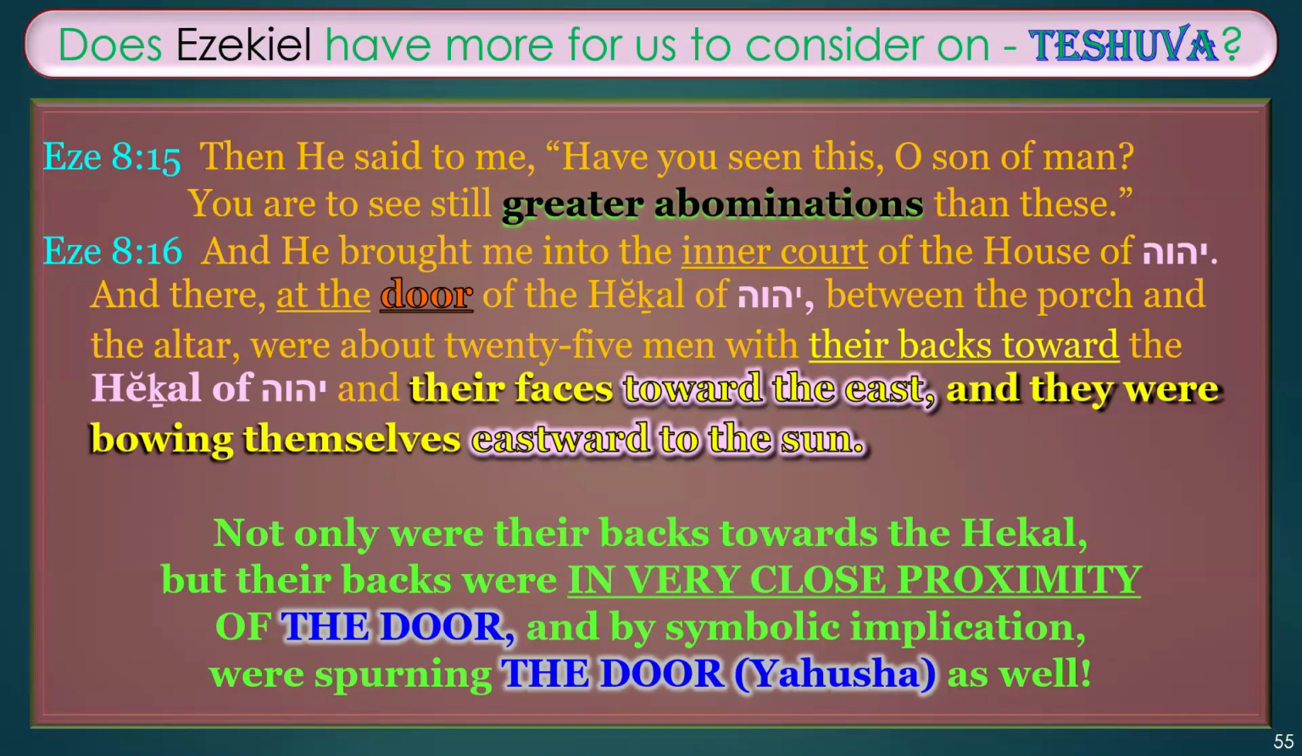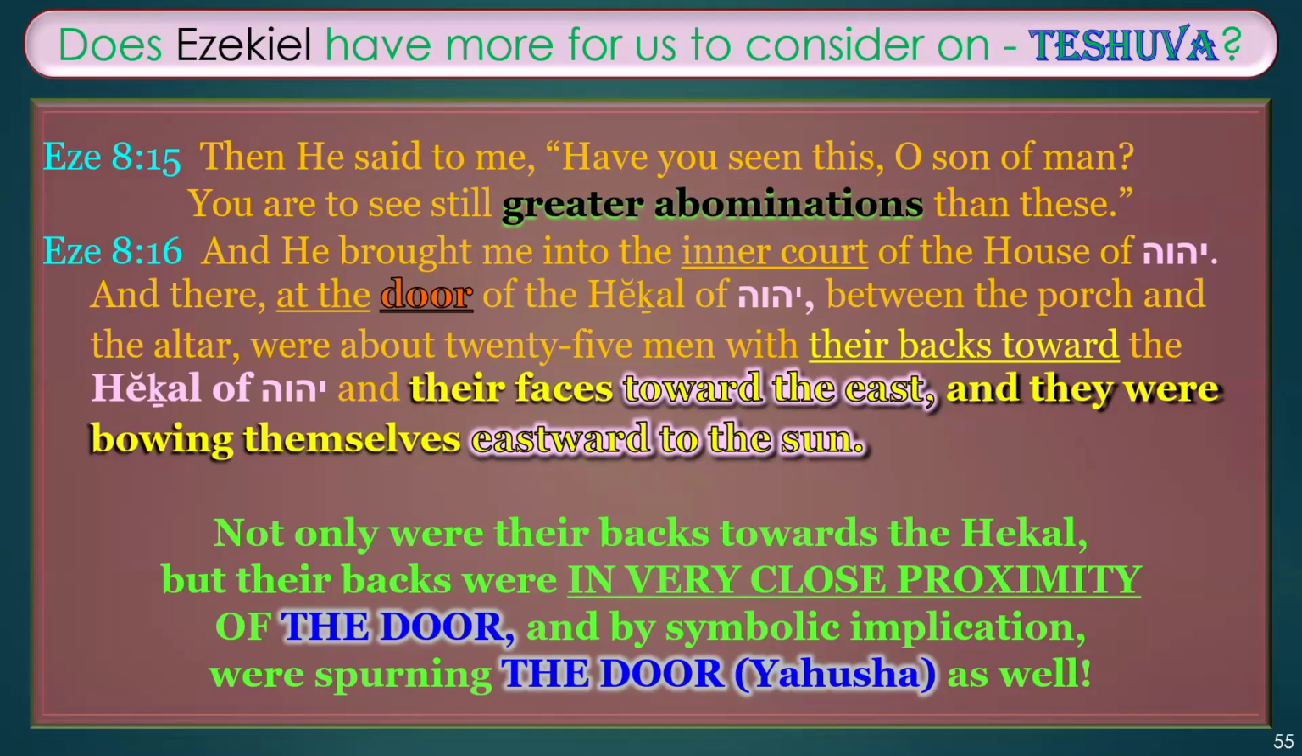He brought me to the inner court of the house of Yahuwah. And there, at the door, notice, not a ways away from the door, not a long ways from the door, but at the door of the Hekal of Yahuwah, between the porch and the altar, were about 25 men. What were they doing? With their backs toward the Hekal of Yahuwah and their faces toward the east. And they were bowing themselves eastward to the sun.